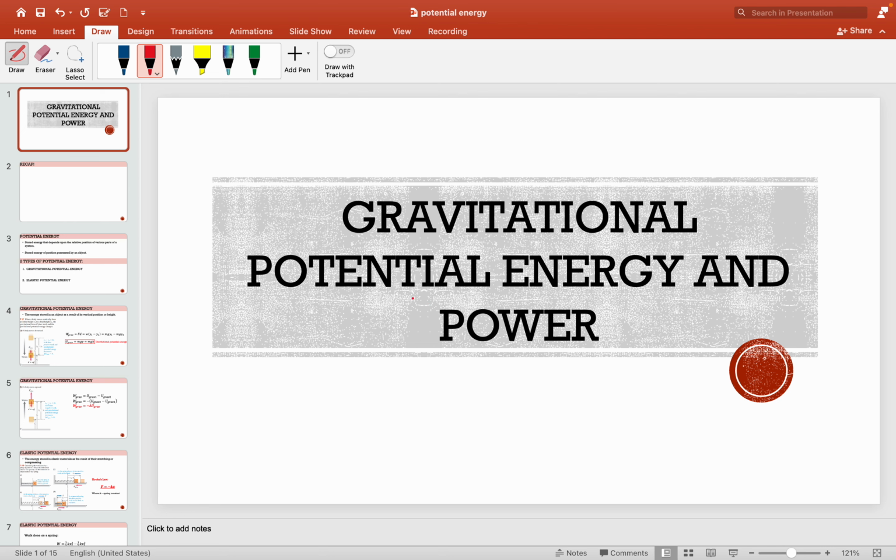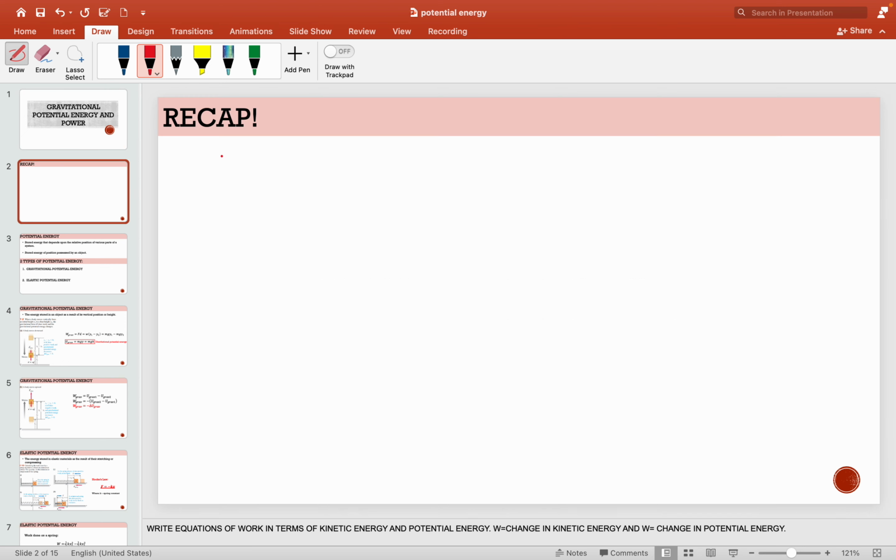So for today, we will be discussing gravitational potential energy and also power. A short recap: we have the equations for work in terms of kinetic energy and also potential energy. The total work done, according to the work-energy theorem, is the change in kinetic energy.